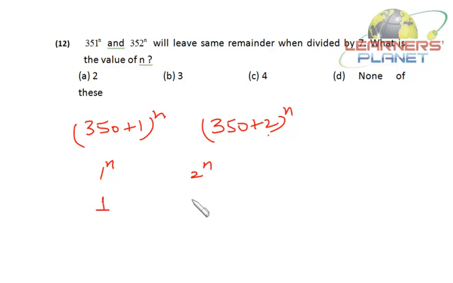1 raised to n will be 1 only. Now what can be the value of n? If 2 raised to n is divided by 7, we should get the remainder 1. Suppose I take n as 2, so it will be 2 square, which won't give the remainder 1. Suppose n is 3, so 2 cube, that is 8. If 8 is divided by 7, the remainder will be 1. So the value of n will be 3. It's very simple.